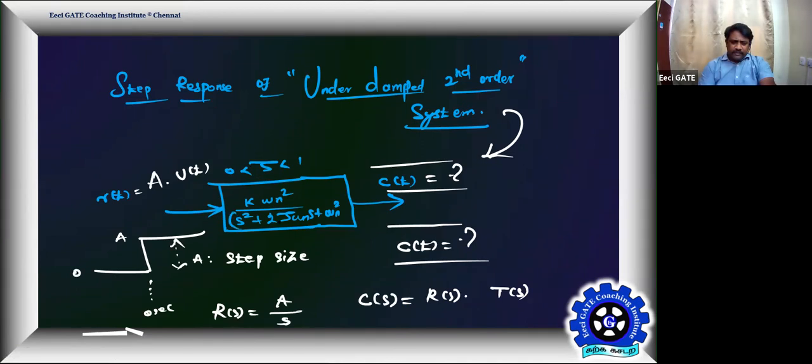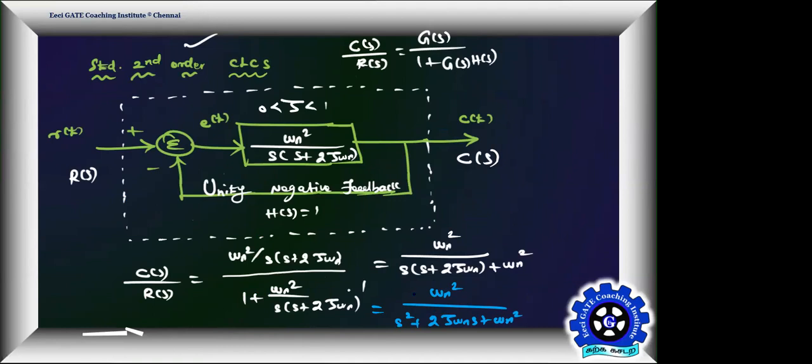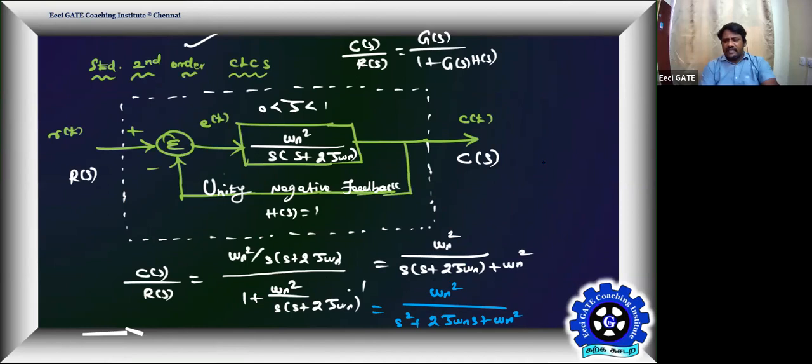But the only change, denominator is same. But what is the only change? The numerator only. Here the numerator is K into omega n square. And here the numerator is, what? Omega n square. Yes, what is K? 1. Yes, that is nothing but our C by R is equal to 1, because the loop is having one integrator, that is this 1 by s.